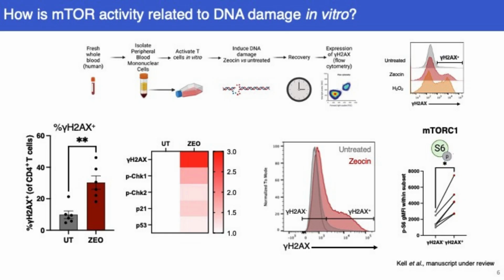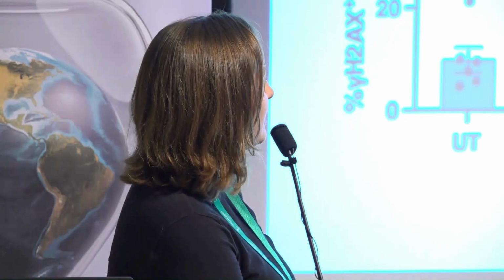mTOR activity? So to answer this, we took the cells that we saw were stained very, very highly for DNA damage, so the cells that were very highly fluorescent for gamma-H2AX, and compared them to cells down here that weren't very damaged, and asked what's the difference in mTOR activity. And what we saw was that DNA damage was highly associated with having lots and lots of mTOR activation. So there is some kind of positive relationship here, but is it actually functional?